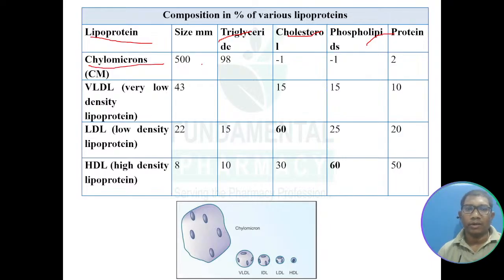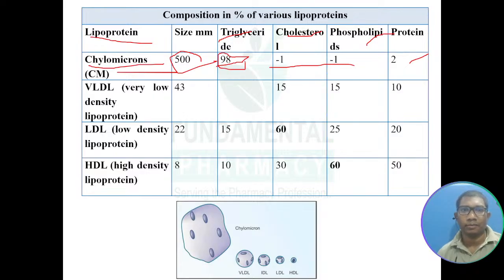Chylomicrons. So it is having the highest size, 500 micrometer. Triglycerides is around 98%. Cholesterol is minimal, phospholipids minimal, protein is 2%. इस काइलोमाइक्रोन में सबसे ज़्यादा क्या होता है, ट्राइग्लिसराइड्स. Cholesterol null, phospholipid null, and protein 2%.